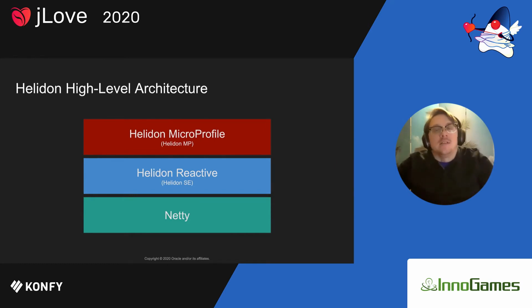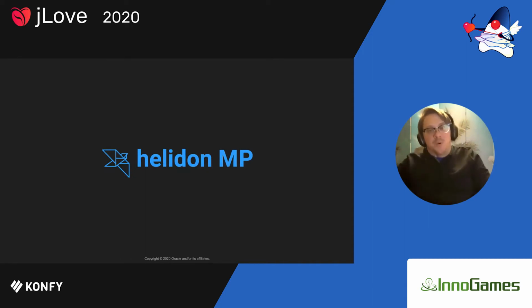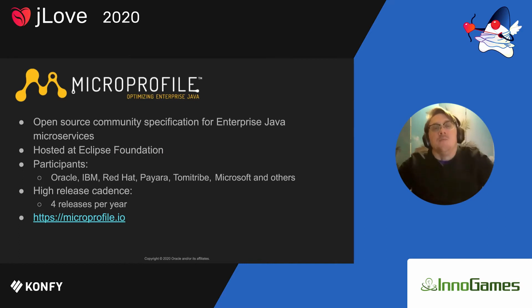And then, as I told you, we are mostly a MicroProfile based framework. That means we wrap it up in MicroProfile. Let us dive into it a little bit more. So we will start with Helidon MP. Once again, MP comes from MicroProfile. This is, as I say, an open source community specification for enterprise Java microservices. This is not the implementation. It's just a set of specifications that you have to fulfill.